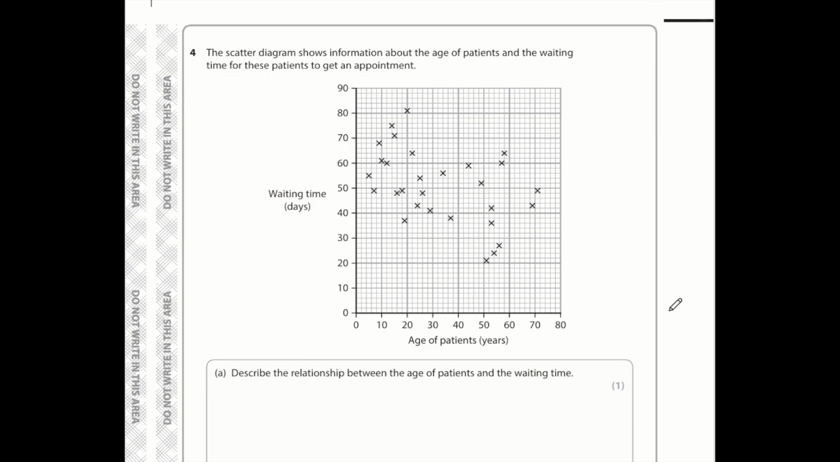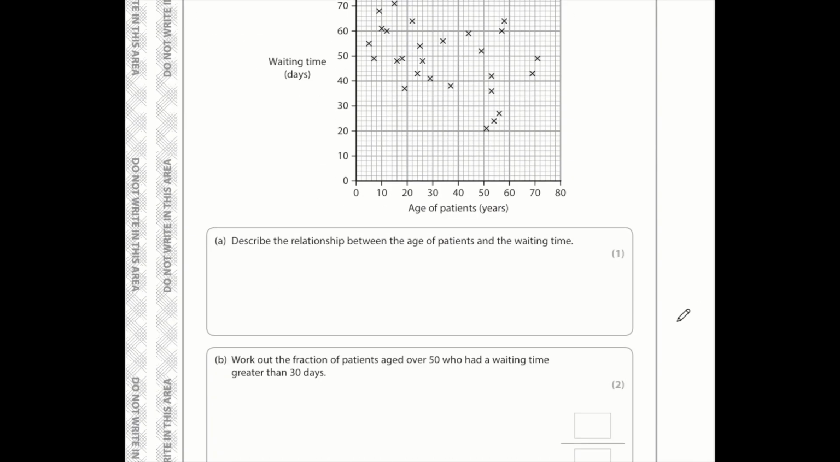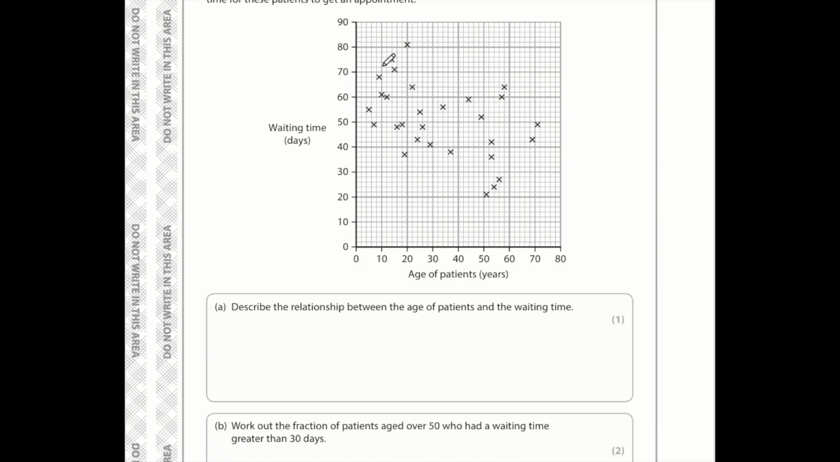Okay, question number 4. Describe the relationship between the age of patients and the waiting time. Right, for me the data is kind of scattered all over the place really. It's all a question of whether or not you can draw a line of best fit. Now a line of best fit cuts through the middle of the data, generally keeping a similar number of data points above and below the line, and trying to keep the data points not too far away from the line. So I could draw a line, it should be a straight line like so.